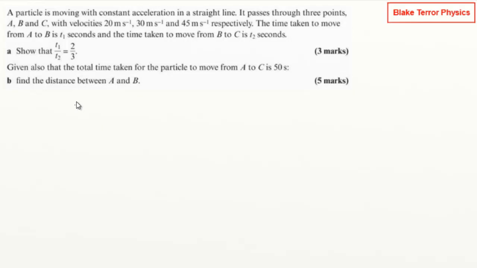Right, so moving on to another one, we've got a particle moving with constant acceleration in a straight line again, so we're in the same kinematics with one dimension. Passes through 3 points A, B and C with velocities 20, 30 and 45 meters per second respectively. Time taken to move from A to B is t1, time taken to move from B to C is t2.